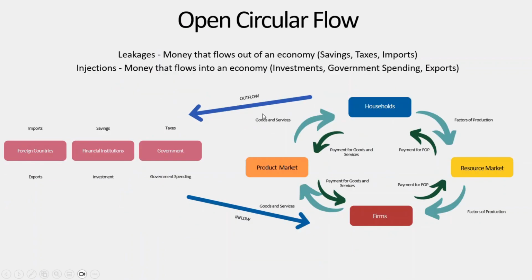The next one right here is the open circular flow model. Along with the closed circular model right here, we also have outflows and inflows. Inflows are money going into the economy, like government spending, investment, financial investment, and exports. Outflows are money leaving the country, like taxes, savings and banks, and imports.